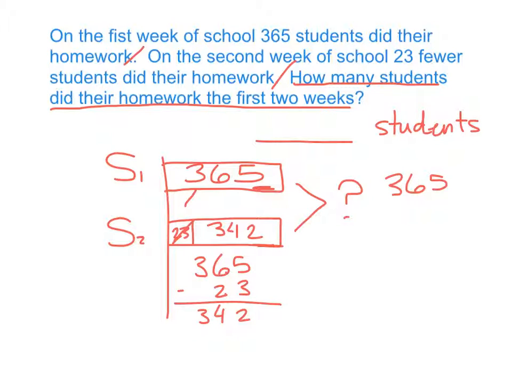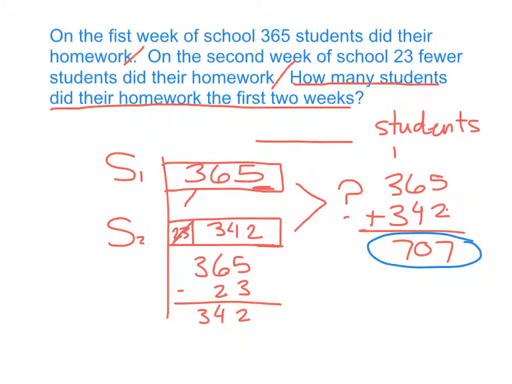365 plus 342. 5 plus 2 gives me 7. 6 plus 4 gives me 10. 3 plus 3 is 6, plus 1 more. There are 707 total students who did their homework the first 2 weeks.